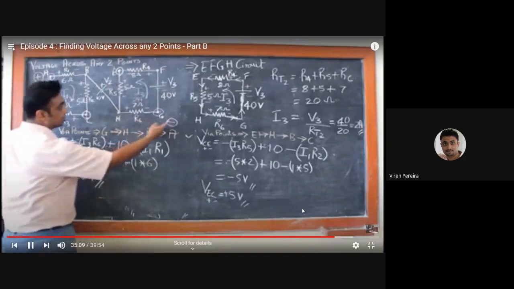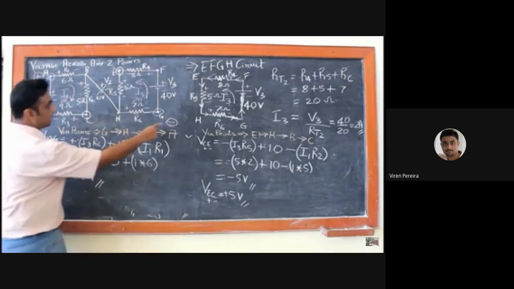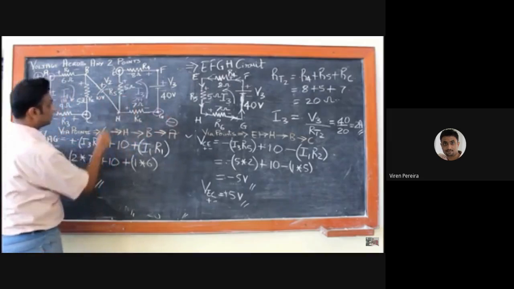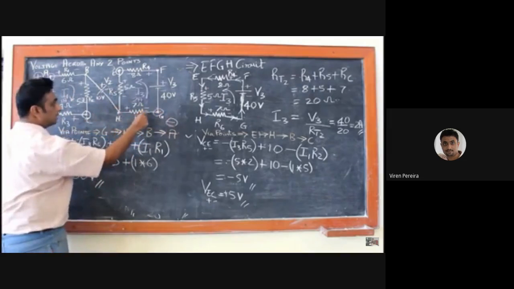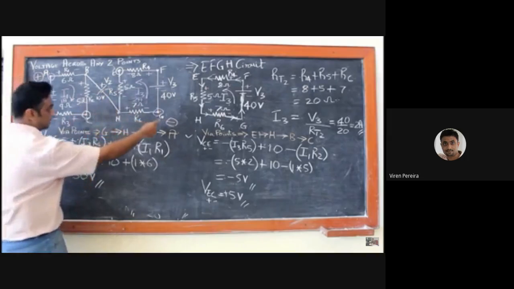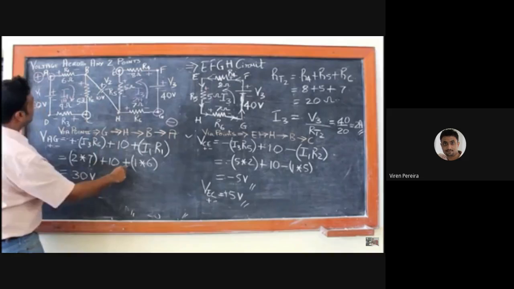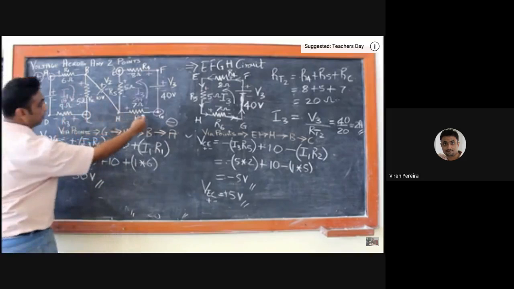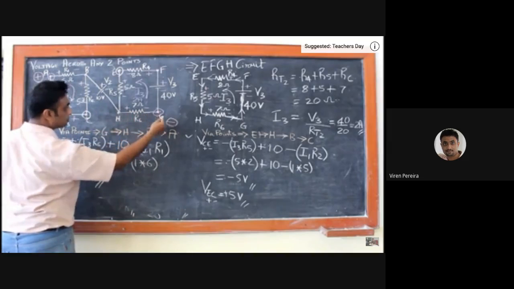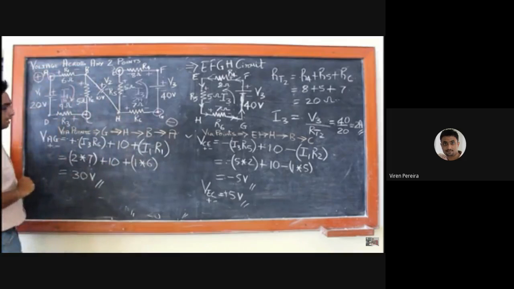So you will get negative into negative, positive, that's why it's positive here. Again, negative into negative, positive. It will always be the first terminal it touches. So negative into negative, positive. Again, negative into negative, positive. Okay, so this is your first terminal it is going from. So it's going from points G to H, H to B, and B to A. That's how I got 30 volts.